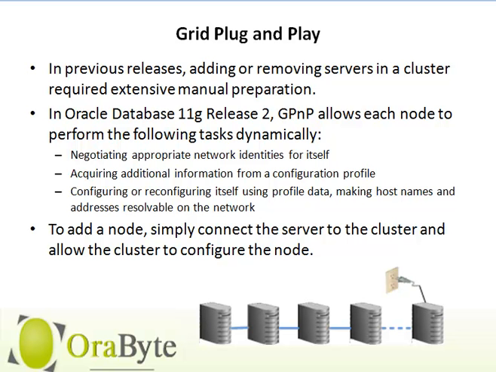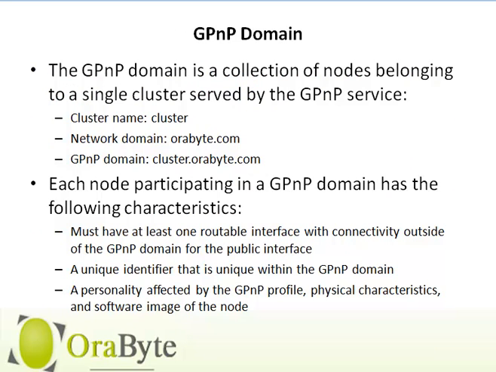We are going to have a practical demonstration of that in detail with all the commands. A GPnP domain is a collection of nodes belonging to a single cluster served by the GPnP service. For example, the cluster name can be cluster, the network domain can be orabyte.com, hence the GPnP domain becomes cluster.orabyte.com.